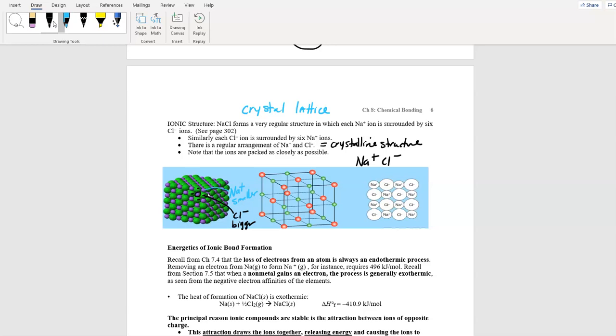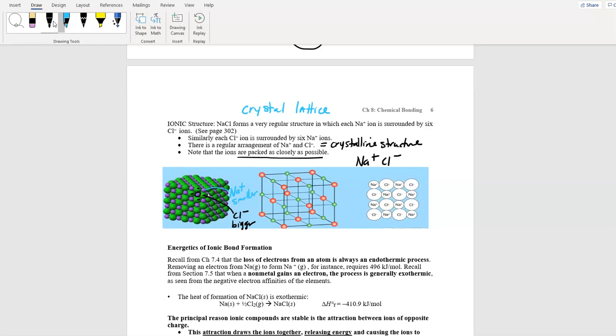Okay, and notice how the ions are very, very tightly packed together, and they will have those very tightly packed structures compared to covalent. Sometimes they're far apart, the molecular ones versus ionic.